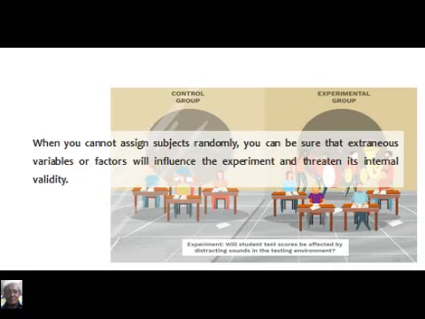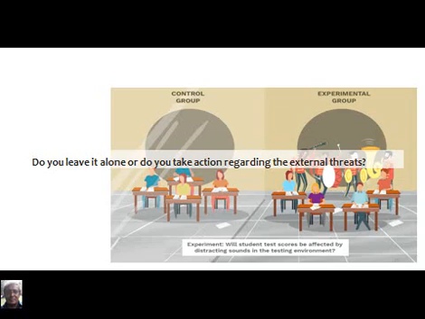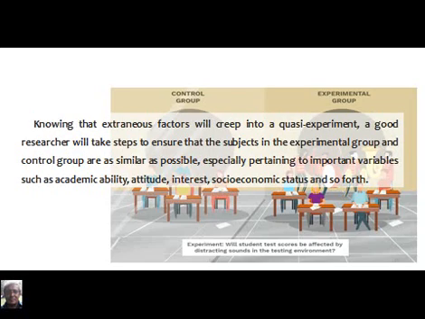When you cannot assign subjects randomly, you can be sure that extraneous variables or factors will influence the experiment and threaten its internal validity. Do you leave it alone or do you take action regarding the external threats? Knowing that extraneous factors will creep into a quasi-experiment, a good researcher will take steps to ensure that the subjects in the experimental group and control group are as similar as possible, especially pertaining to important variables such as academic ability, attitude, interest, socio-economic status, and so forth.